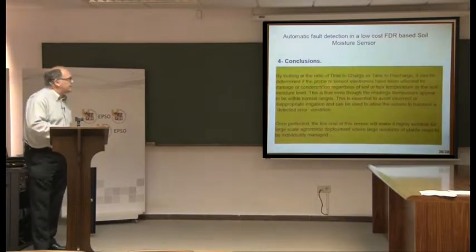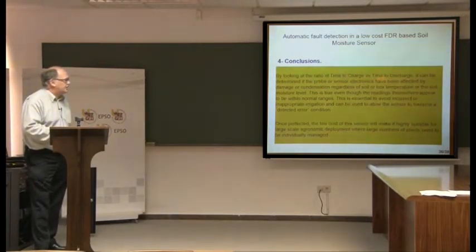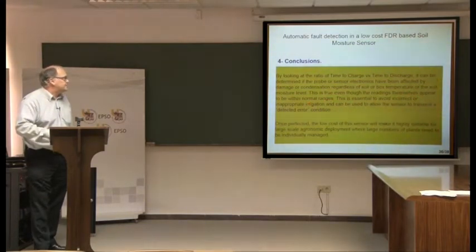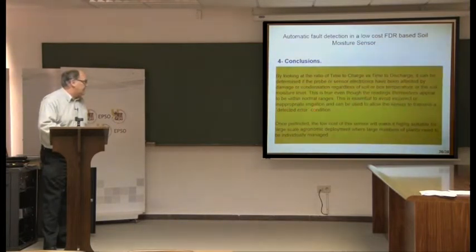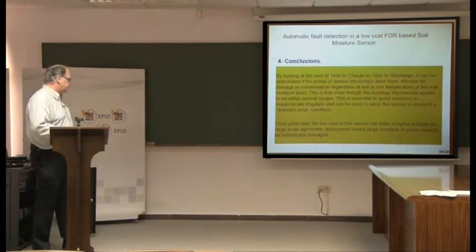And by looking at the ratio of the time to charge and the time to discharge, the TC and the TD values, we develop the metric which can be used to determine if the sensor has been affected by either damage or condensation, regardless of the temperature of the soil or the box electronics or the moisture level within the box. This is true even though the readings themselves appear to be within normal ranges, and obviously this is essential to avoid incorrect or inappropriate irrigation and can be used to allow the sensor to transmit a known error condition.